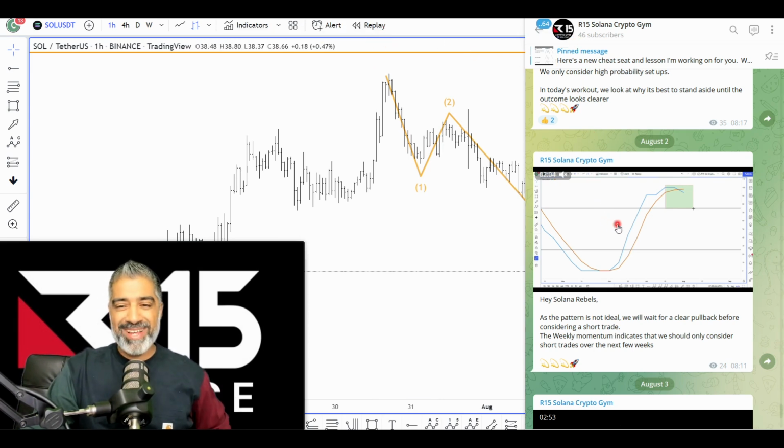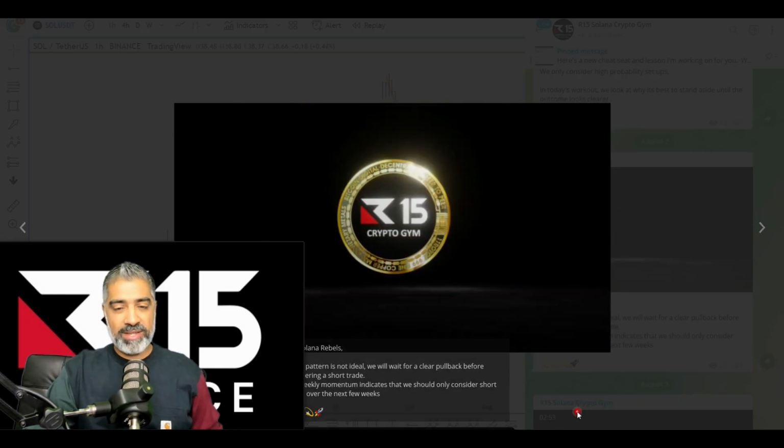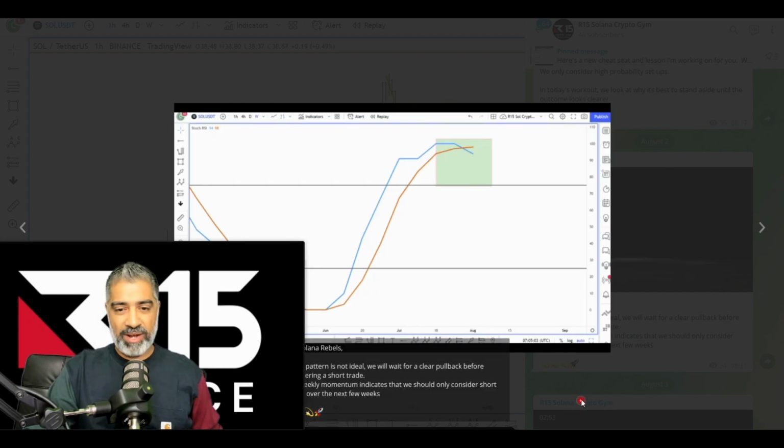So I just wanted to show you yesterday's workout. So here's the gym. This is how the workouts look. It's all done via Telegram, so it's very, very convenient. I just want to forward it to this part here. I'm going to go into a live chart in just a second.